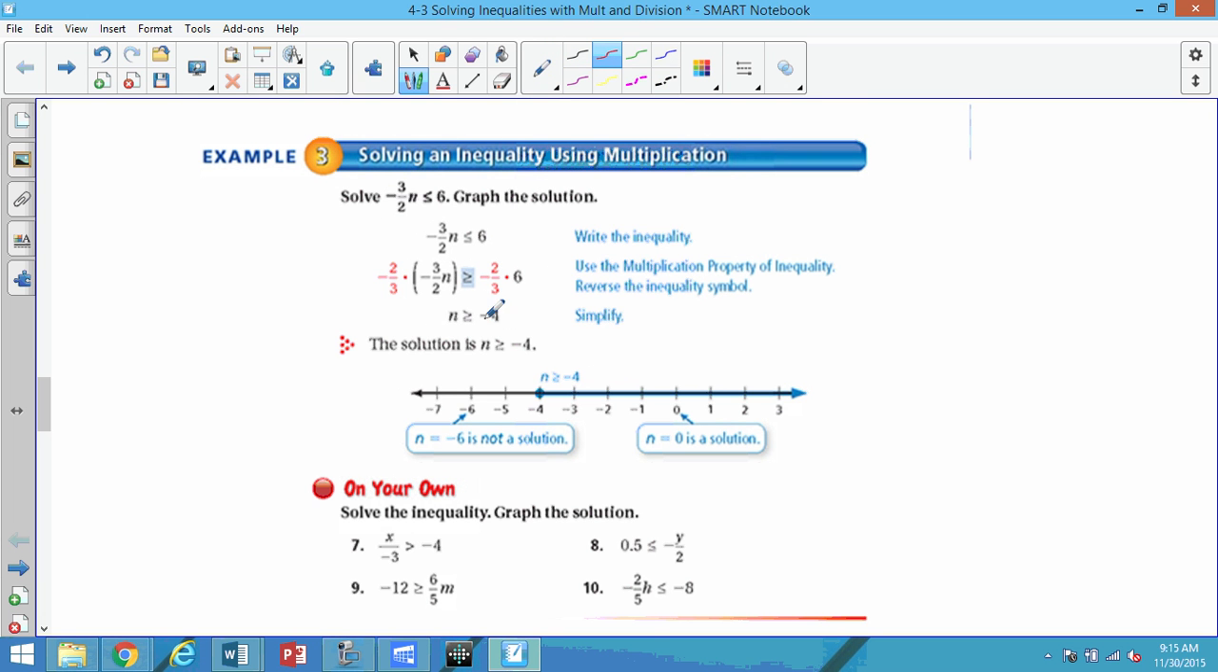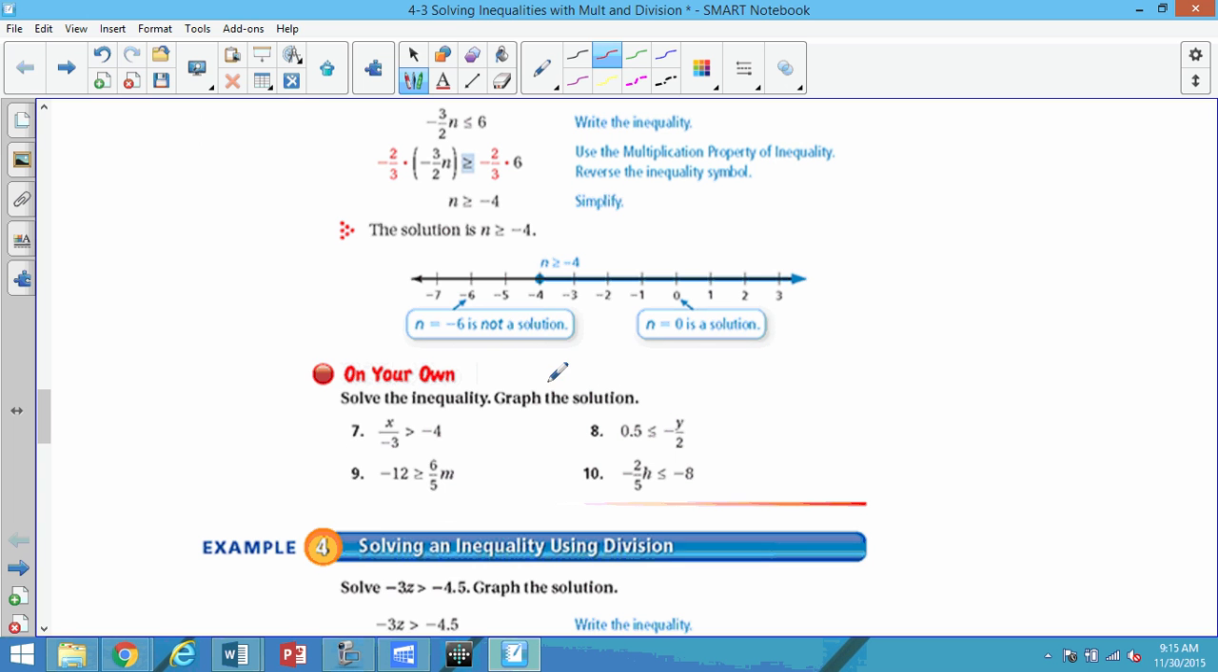So I think I'm going to jump down and do number 7 with you. For number 7, if I have x over -3 is greater than -4, okay? To get my variable alone, this is divide. The opposite of divide is multiply. So I'm going to multiply both sides by -3. Again, I think you all understand that.